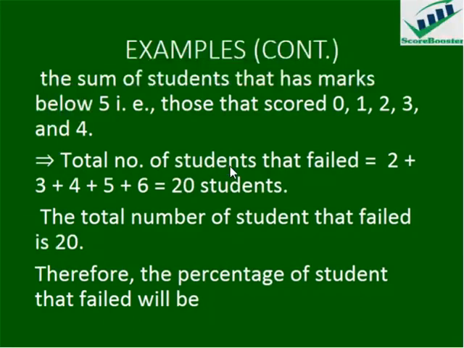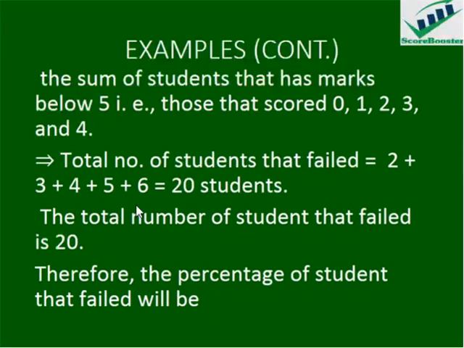So the total number of students that failed will now be the sum of the heights of the bars of these scores, which is these 5 scores: 0, 1, 2, 3, and 4. So 2 people had 0 marks, plus 3 people had 1 mark, 4 people had 2 marks, 5 students had 3 marks, and 6 students had 4 marks. So we sum this together: 2 plus 3 is 5, 5 plus 4 is 9, 9 plus 5 is 14, and 14 plus 6 gives 20. So the total number of students that failed that test is 20.